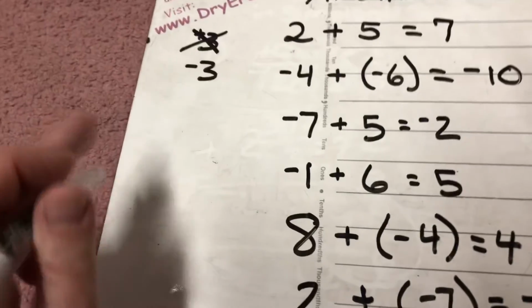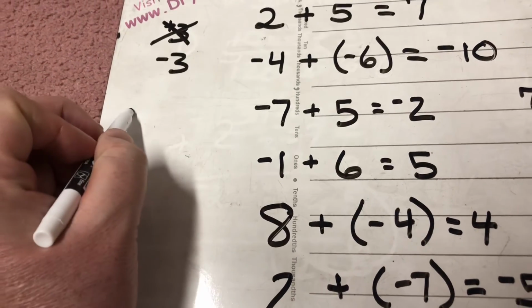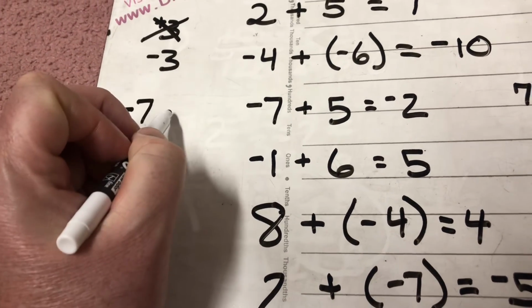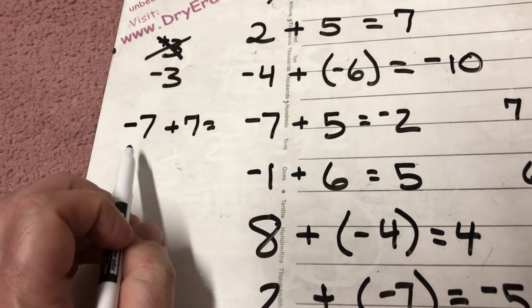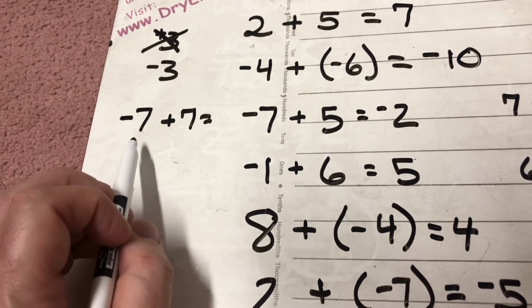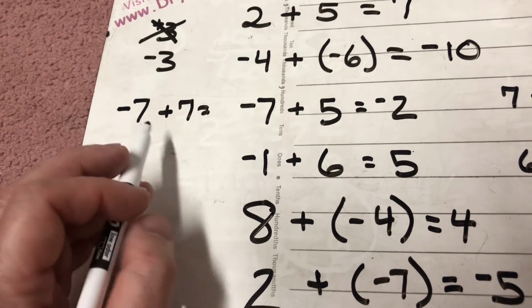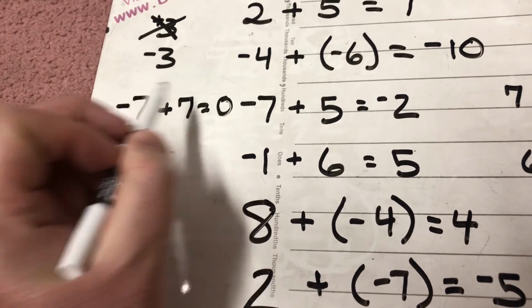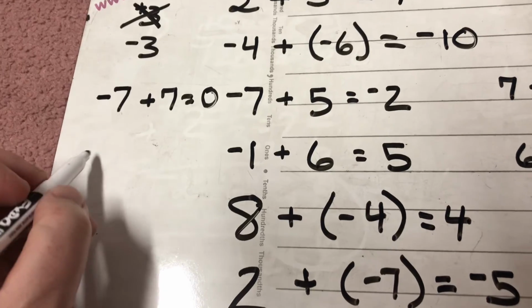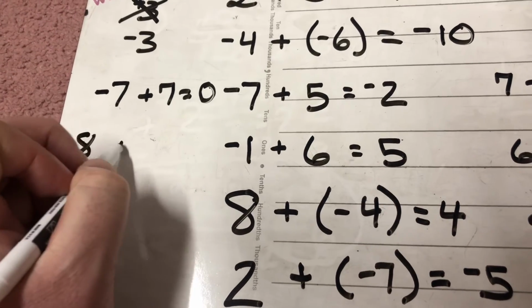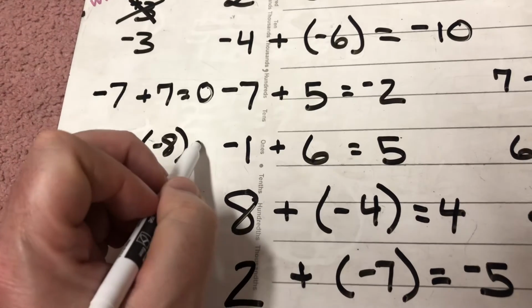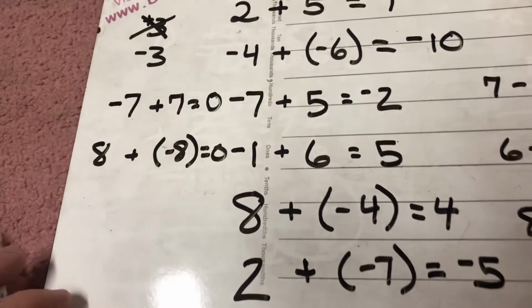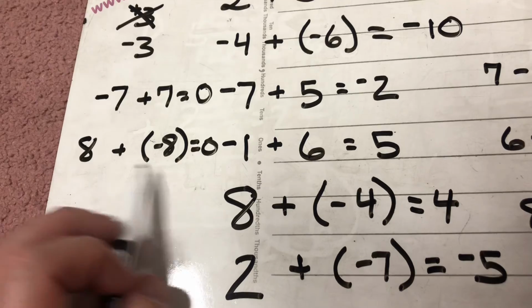Last situation we need to talk about is let's say that one number is negative, like negative 7, and I'm adding a positive 7. If one number is negative and one number is positive, but they're the same digit, it's always going to be 0. And it doesn't matter what comes first. I could have 8 plus negative 8, and that also is going to equal 0. So it doesn't matter. Both digits are the same.